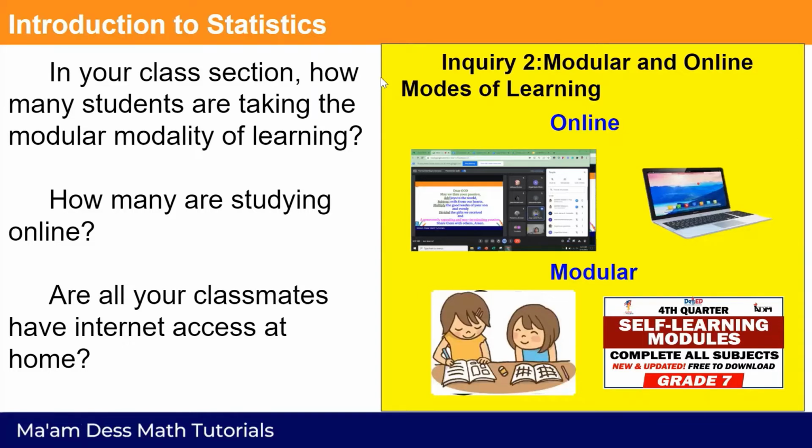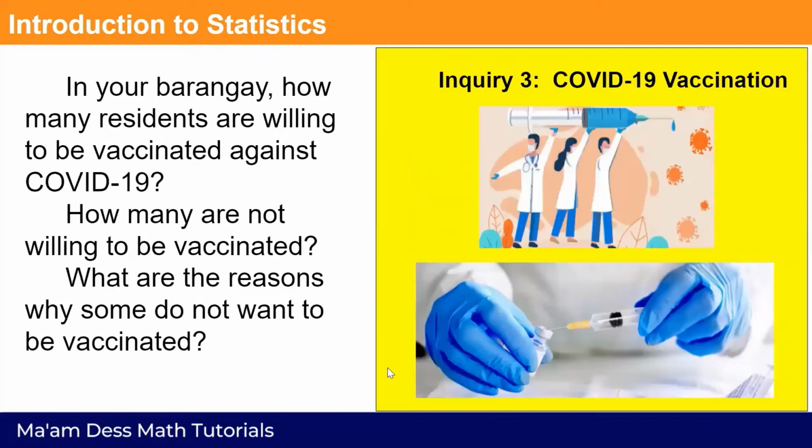So, di ba, simula na mag-pandemic, nagkaroon po tayo ng 2 modalities. Okay, so sa ibang lugar, 3 modalities pa nga. Pero sa school po natin, we have 2 modalities, the online and the modular. So usually, yung mga walang internet connection, pinipili nila ay modular. Okay? And then yung may mga internet connection, pinipili naman nila ang online modality.